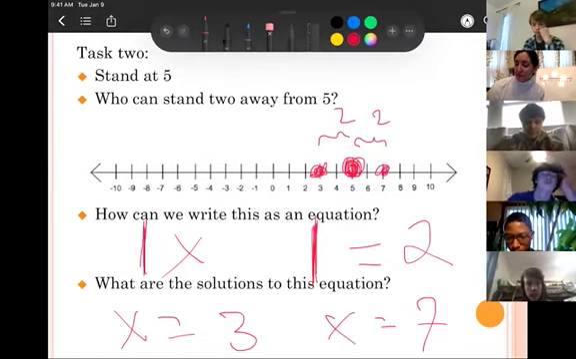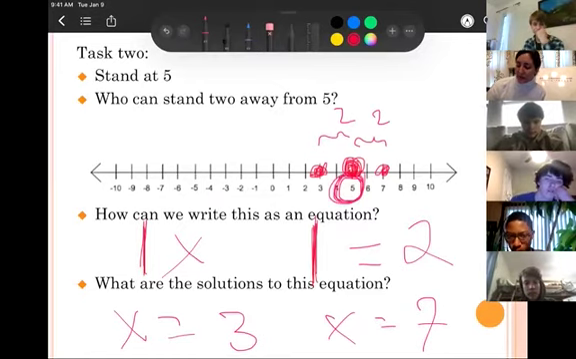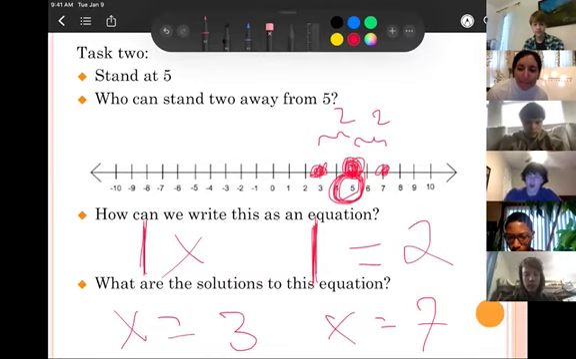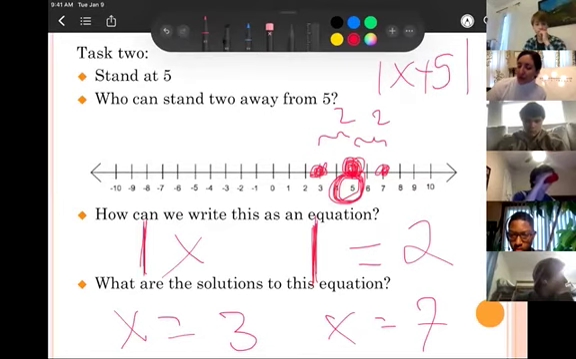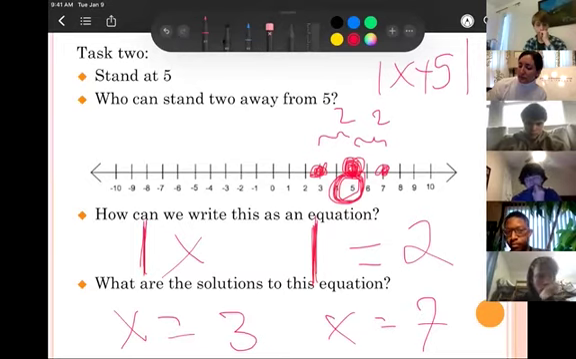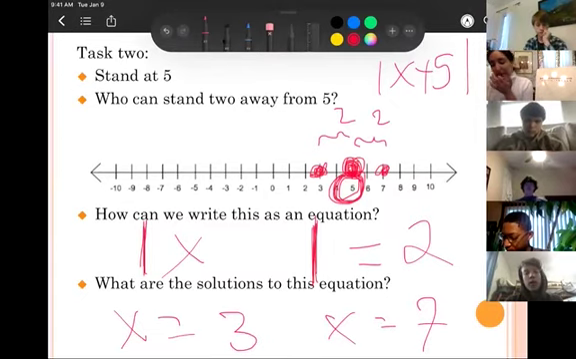It's a tough one. I'll give you a hint. It has a 5 in it, since we were centered around 5. Do you think it's x plus 5 or x minus 5? Plus 5. All right, let's try it out. If we had x plus 5, if I put 3 in there, it would be 8, so that doesn't work.